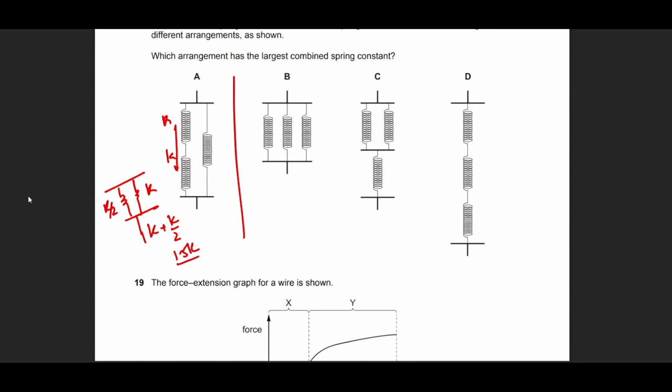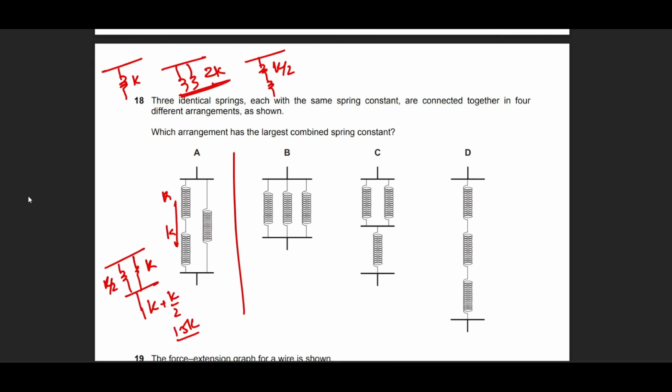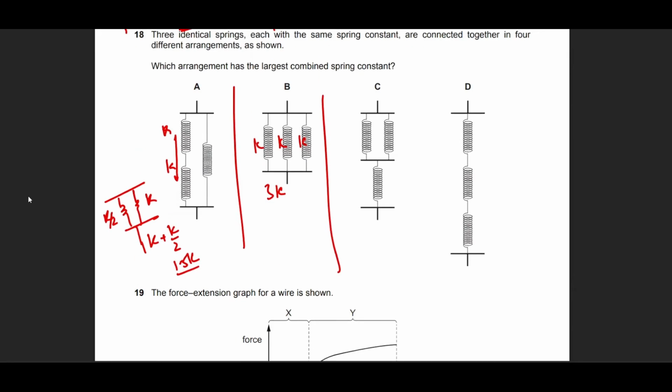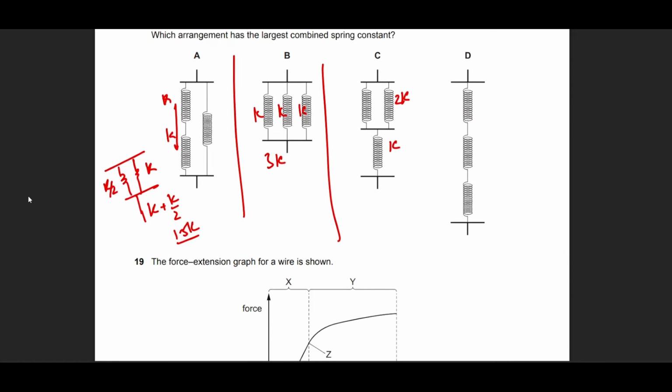Okay, let's move to B. As I've mentioned earlier, you just keep on adding them. So this is going to be K, K, K, so this is 3 times K. This is going to be 2K in series with K. So this will be solved in such manner: 1 over 2K plus 1 over K equals 1 over Kt, or you can say product over sum.